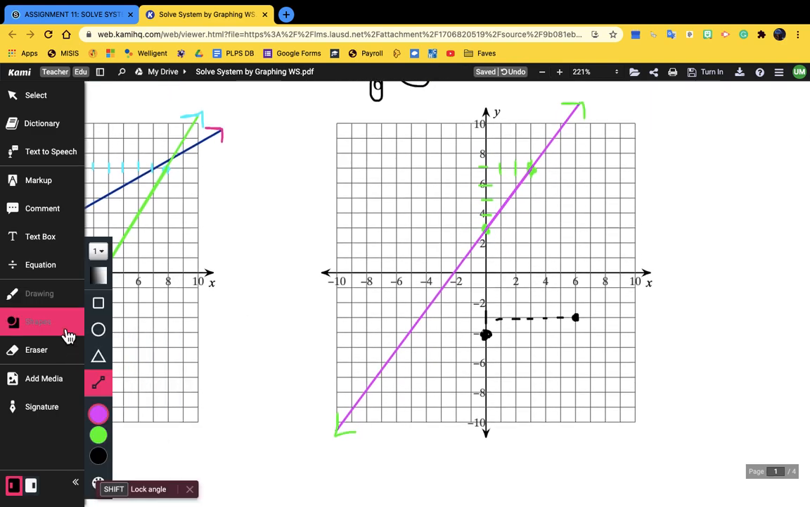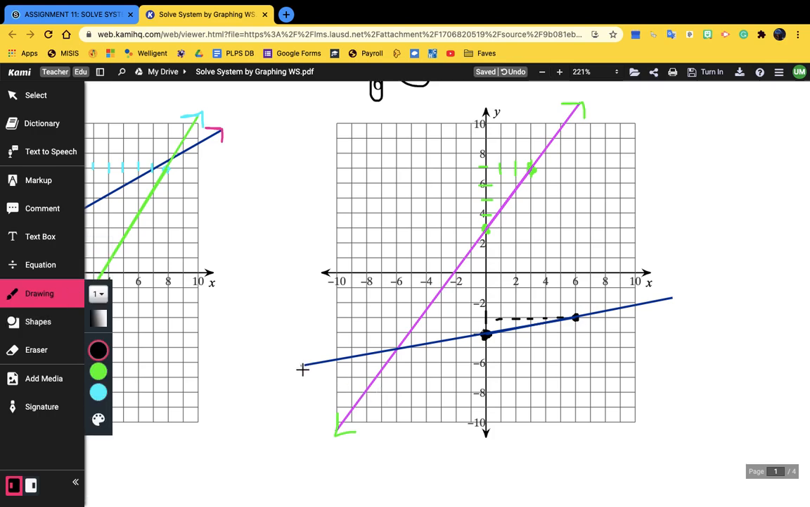So go to shapes, and I'm going to pick dark blue for my first black point through my second black point, and from my second black point through my first black point there. Go back and draw my arrow, and they touch right here.